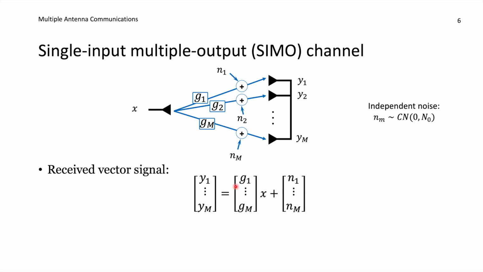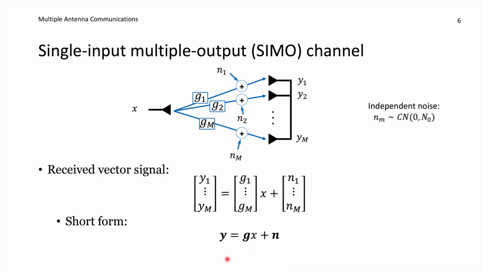And we have a vector describing the channel, and we have a vector describing the noise. And we can write this in short form and use boldface to denote vectors. All of them have the same length m here, so y, g, and n are vectors, but x, the signal here, is not a vector, it's a scalar because it's transmitted from one antenna.